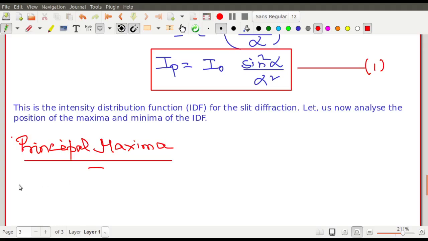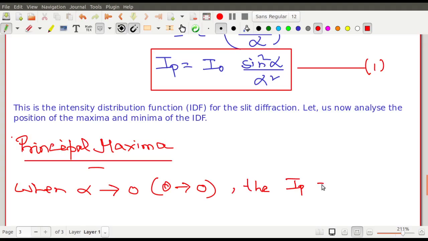So principal maxima. How is it obtained? So you see that when alpha tends to 0, মানে basically when theta tends to 0, when alpha tends to 0, within bracket I write theta tends to 0, that is the normal light that is going through the aperture or your slit. So when alpha tends to 0, you see that then IP is equals to 0/0 form, right?